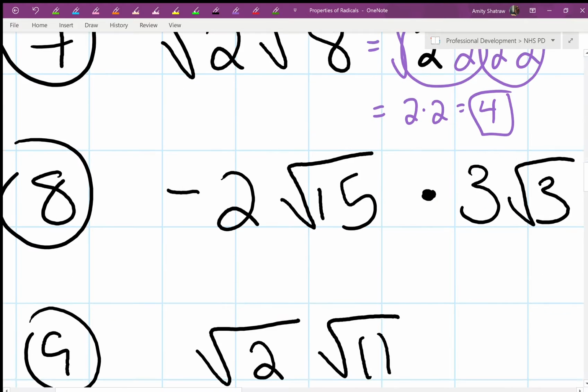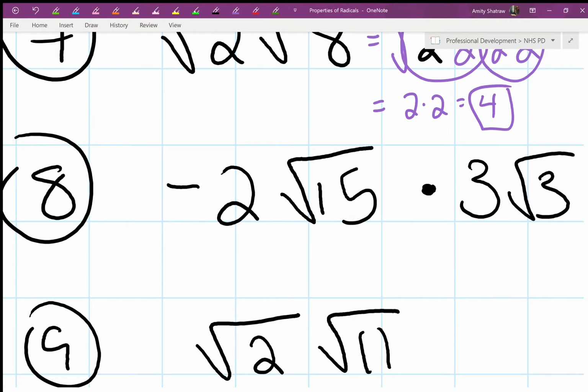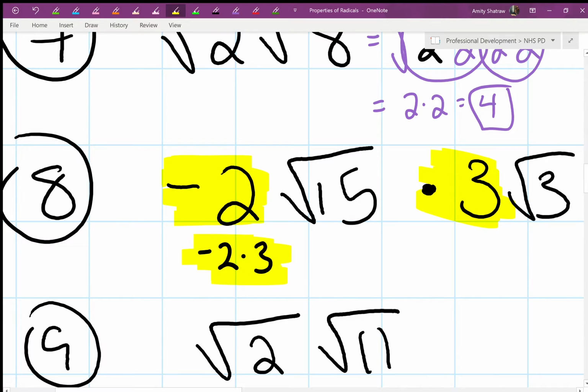Now for number 8, you notice I'm giving myself just a little bit of room here. There is a negative 2. I'm going to write it down. There is a positive 3. I'm going to write it down. These guys already got married out of my radical house, and they become multipliers for my total problem when I put it all together. Now 15 is the same thing as 5 times 3, and there's a 3 right there.